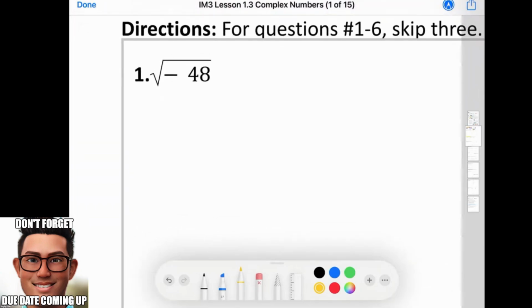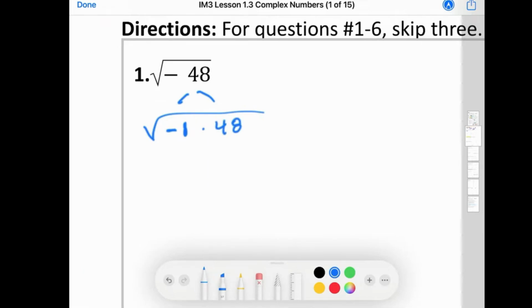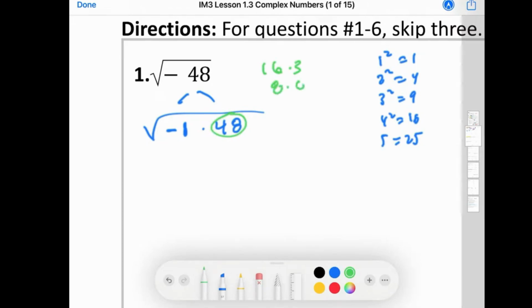All right, question number 1. I'm just going to factor out the imaginary unit, so that would be negative 1 times 48. What you're trying to do here is look for the ones that are called perfect squares. 1 squared, 2 squared, 3 squared, 4 squared, 5 squared, right? So 1, 4, 9, 16, and 25. This one's a little bit difficult, but 16 times 3 is the best one. But if you don't see that, most students are probably going to see 6 times 8. So let me show you guys 6 times 8.